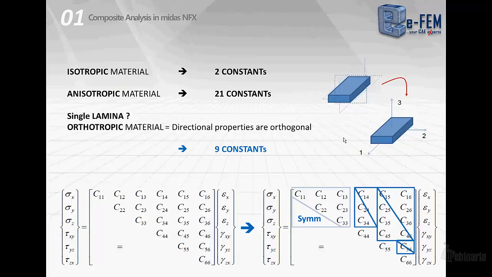material. What about when we consider the single lamina? The single lamina is classified as an orthotropic material, so we have directional properties that are orthogonal between each other. So we just need 9 constants. This number comes out from the fact that also the compliance matrix is symmetrical, so we need only these 3 by 3, 9 constants of the compliance matrix. So we need these 9 constants to build up the compliance matrix that correlates the stress field to the strain field.